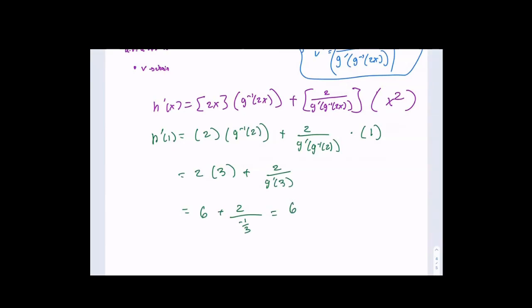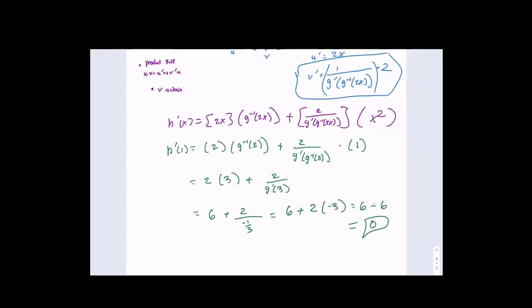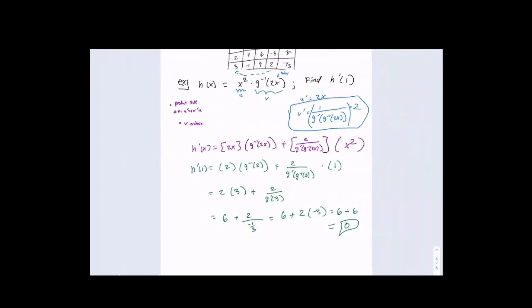So that gives me 6 plus, keep, change, flip, which gives me 6 minus 6, which is 0. I always love problems where you do all that work and the answer turns out to be 0. Which also means technically that we have a horizontal tangent at x equals 1.